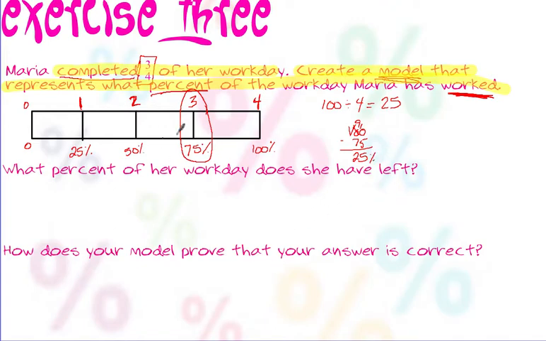I can also look at, well, I have one box left, so let's look at what 1 lines up with, and on our diagram, 1 lines up with 25%. Since each of these pieces are equal and I'm only looking for one of the boxes, I can know that 1 is equal to 25%, so this box, which is worth 1, is also only worth 25%.